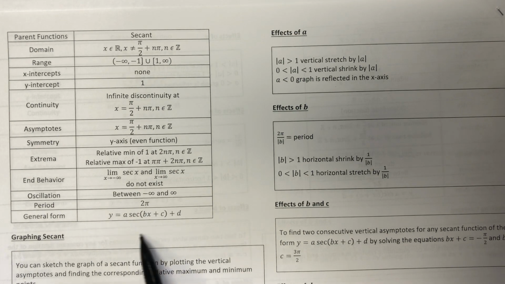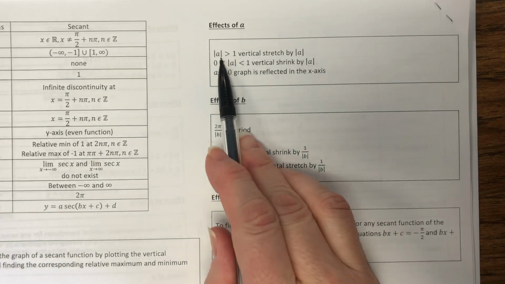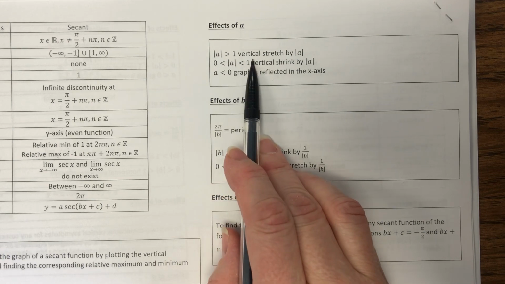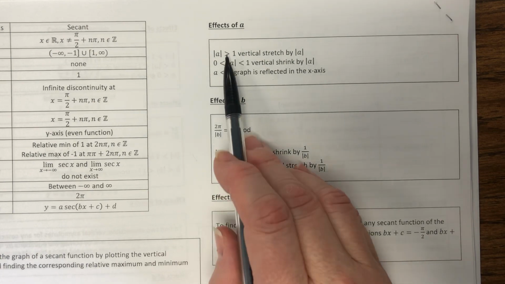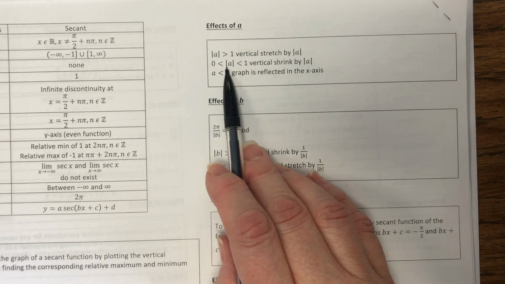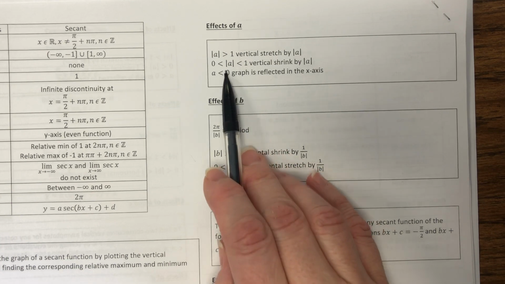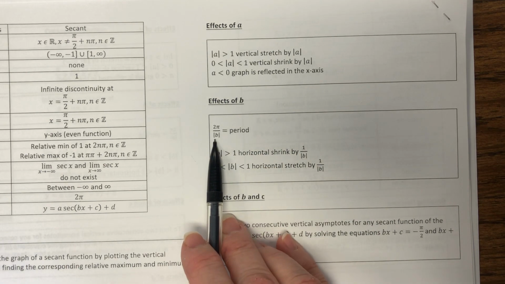And we have the same old A, B, C, and D. So if A is greater than 1, we have a vertical stretch. That's going to move those points from 1 up and -1 down to whatever that value is. If A is between 0 and 1, we're going to have a vertical shrink. And then if A is negative, it's going to reflect about the x-axis. Same as with cosecant, sine and cosine.